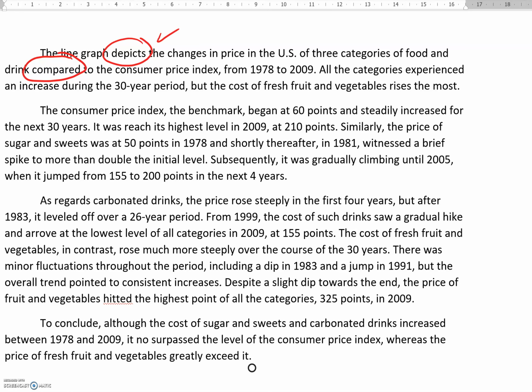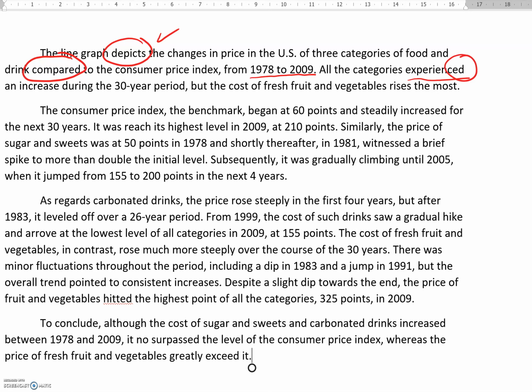Okay, so compared to the Consumer Price Index from 1978 to 2009. So we can see that this indicates to us that the information will be in the past tense, okay? Right. All the categories experienced an increase. So here we have our first simple past verb, experienced. It's regular with ed. It looks okay.